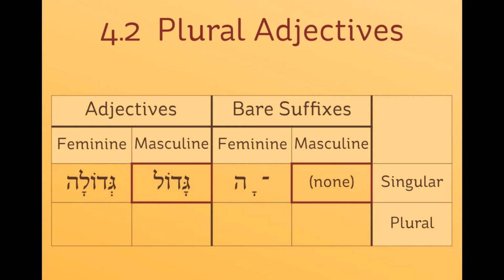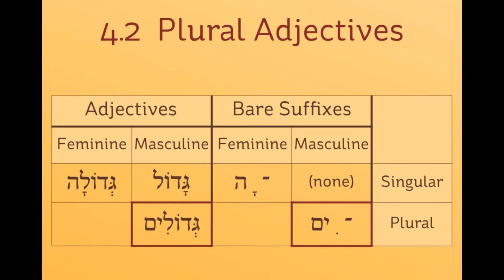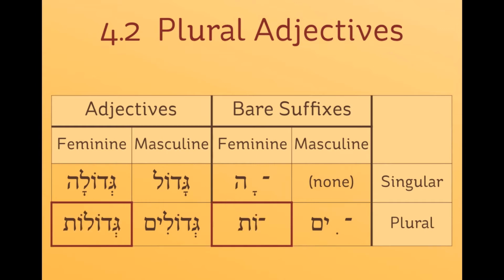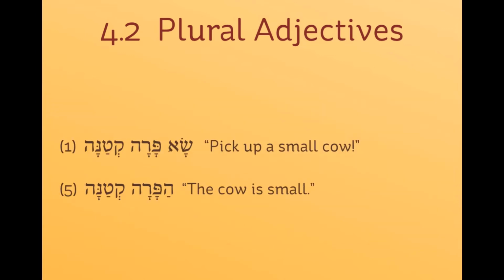So every single masculine singular adjective has no distinct ending. Every single feminine singular adjective ends in kametz he, and you can predict the plural endings. Every single masculine plural adjective ends in im. Every single plural feminine adjective ends in ot. Let's look at some examples.